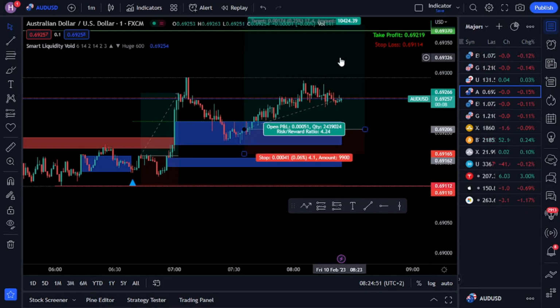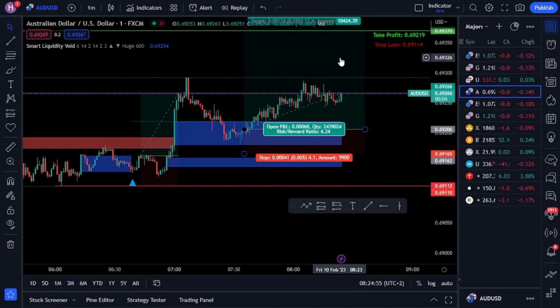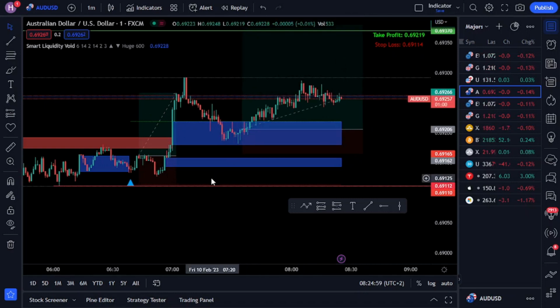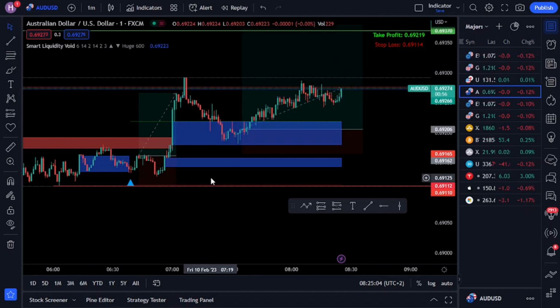In this video, we'll feature the new Smart Liquidity Void Indicator for TradingView. What this means is we'll take a closer look at the Smart Indicator and show you how to use it.